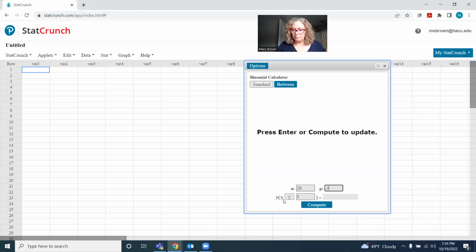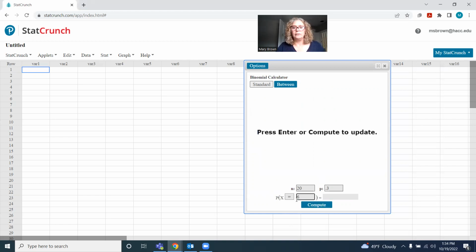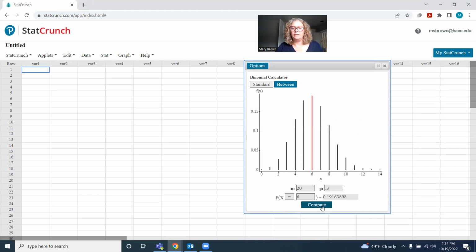And suppose I want to know the probability that exactly 6 students in my sample have blue as their favorite color. So we're going to look at the probability that X is equal to 6 and compute. And we find that probability is about 19%, 0.19163898. Okay, so if we randomly pick 20 students, the probability that exactly 6 of them say blue is their favorite color is about 0.19.